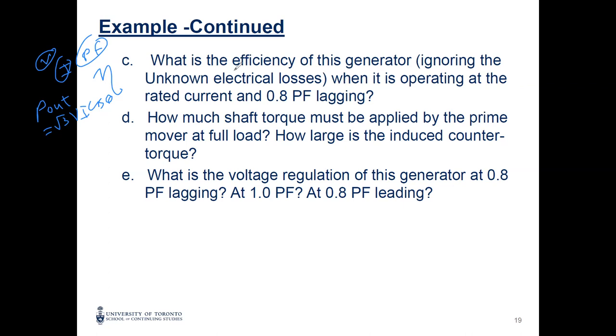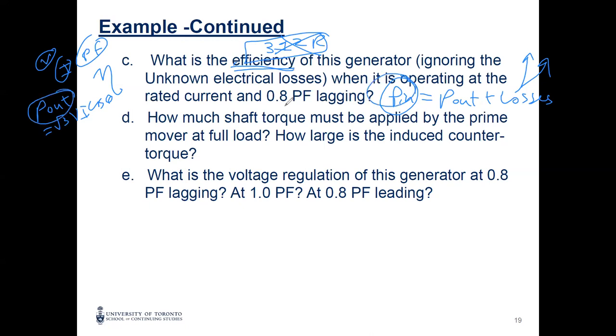How can we get the efficiency? You need to get the input power. Input power equals the output plus the losses. Losses are already given in the problem. We don't have 3 I squared R, because R_A is already ignored, it is 0. So you can get the P input. Efficiency is output over the input times 100%. This is in percentage, and you can check the answer. It should be something between 80 to 90 something.